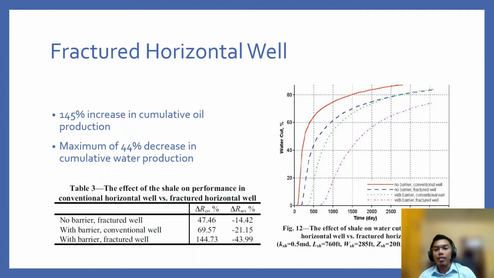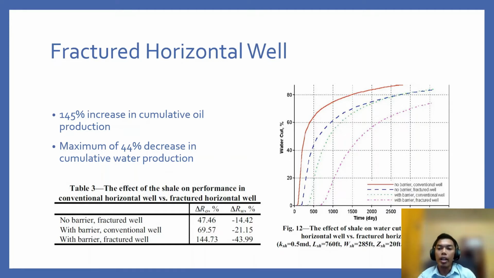From the previous analysis, it shows that a fractured horizontal well with barrier will provide an increase of up to 145% in cumulative oil production, and also decrease water production by up to 44%. This is important, as we all know that in oil and gas production, reducing water production will help reduce other problems such as corrosion, salt deposition, and water disposal. All of this will need costs to mitigate.